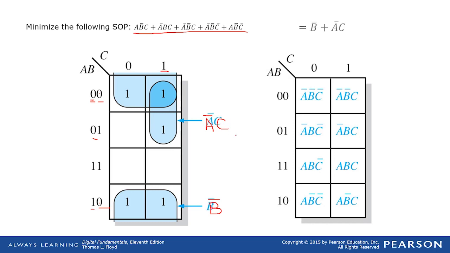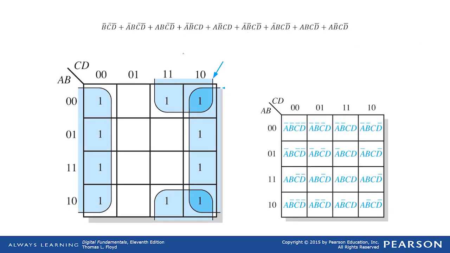So our final expression will be equal to B complement plus A complement C, right? This long expression has been minimized to this smaller expression with only 2 terms and only 3 variables. And this is the minimization for this expression here.